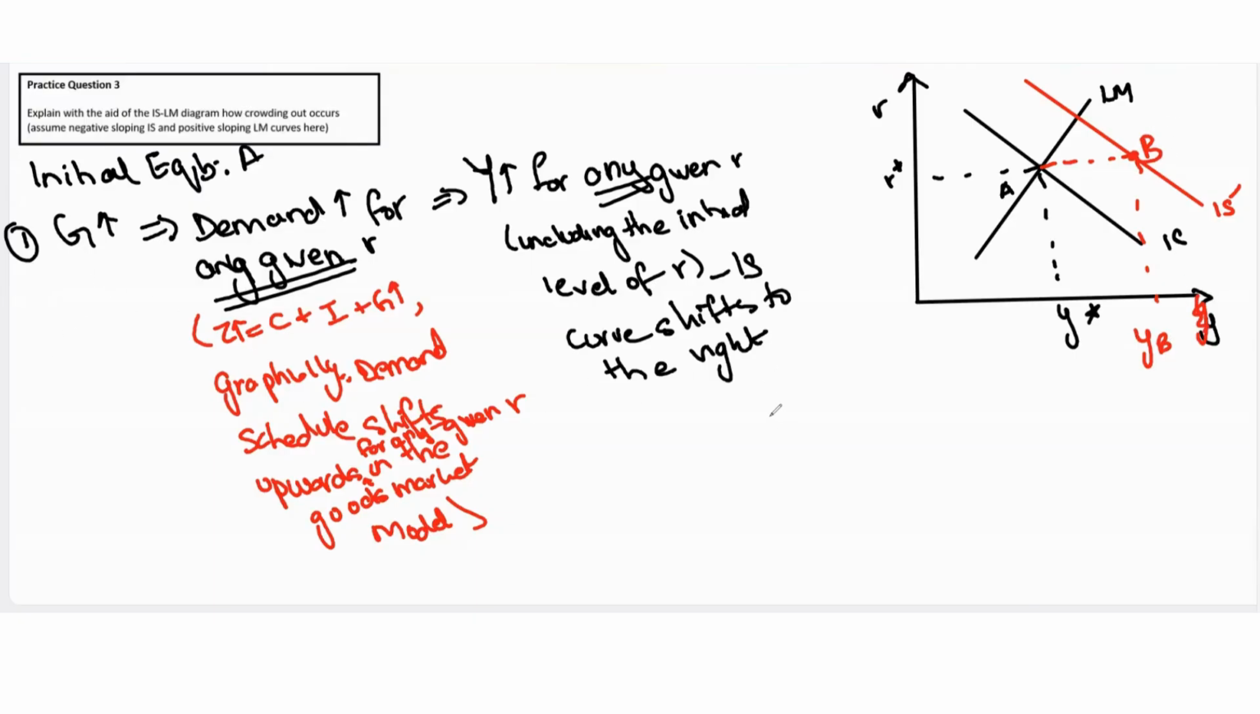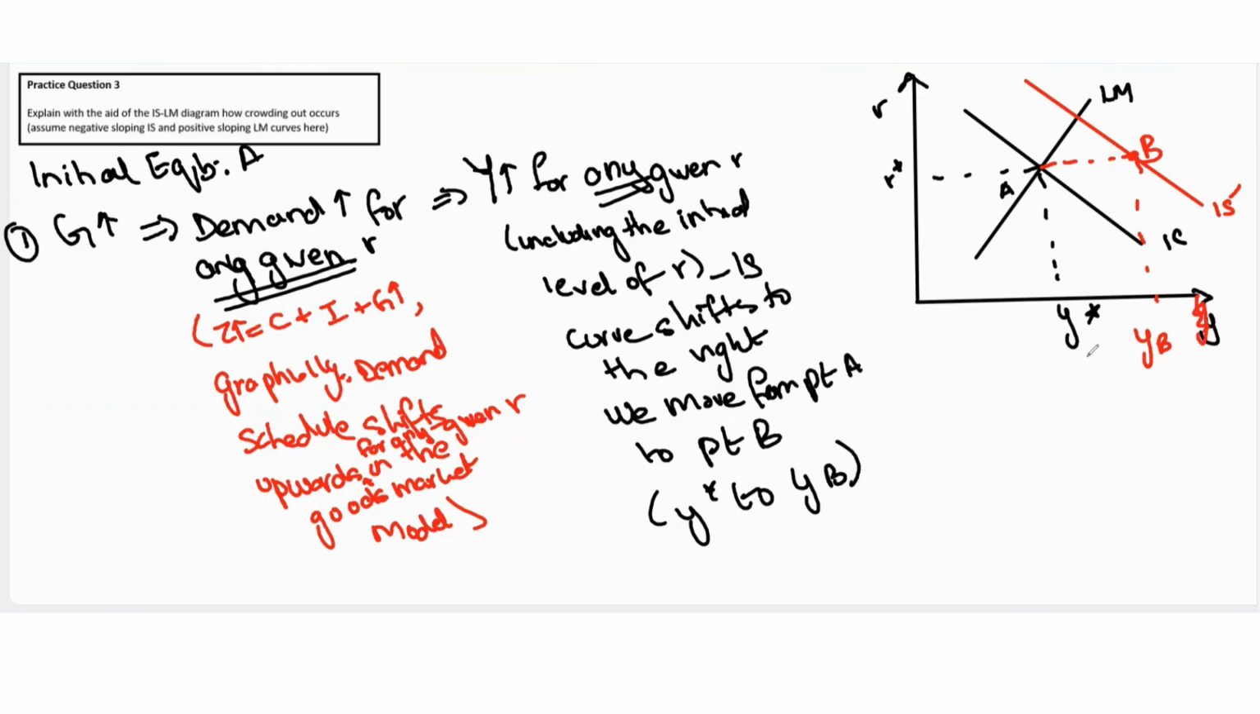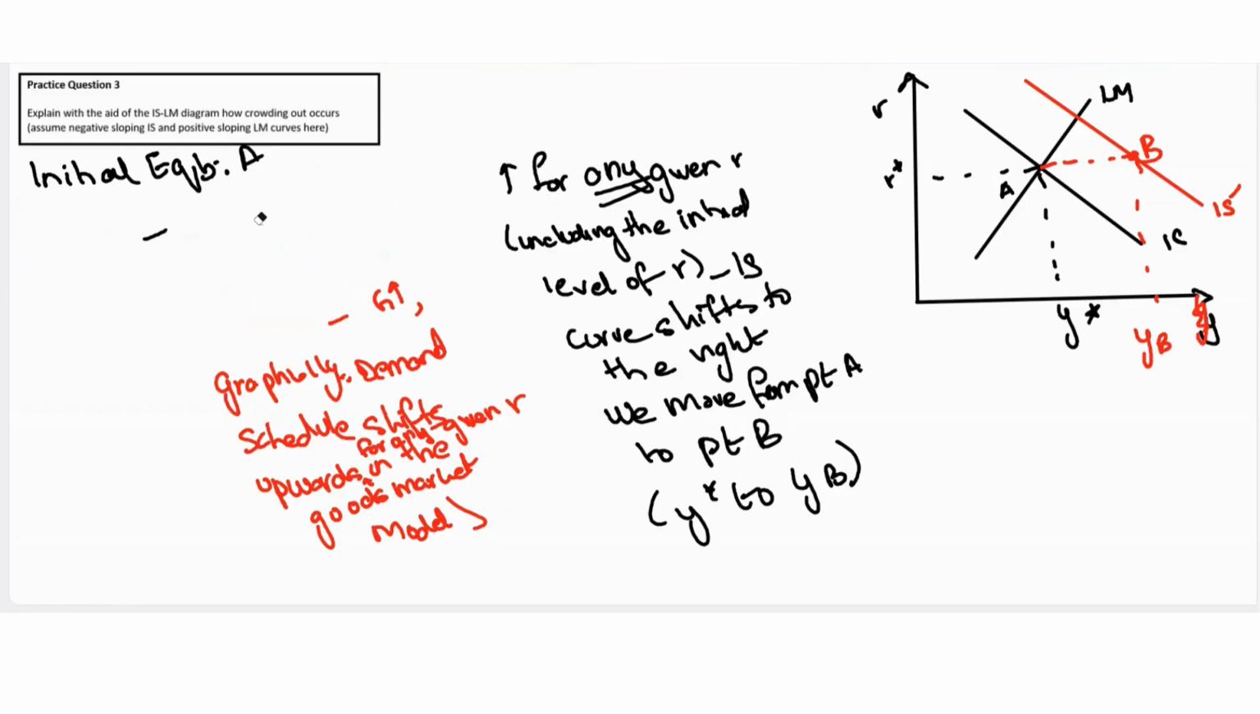So we move from point A to point B, from Y star to Y B. This is the first thing that happens. We start off at point A, then G increases, demand increases for any given R, so output increases for any given R, including the initial interest rate R star. That's the movement from A to B. This is the first effect that we're seeing. Now let's look at the next thing that happens.